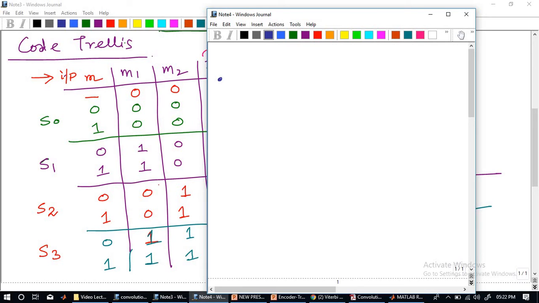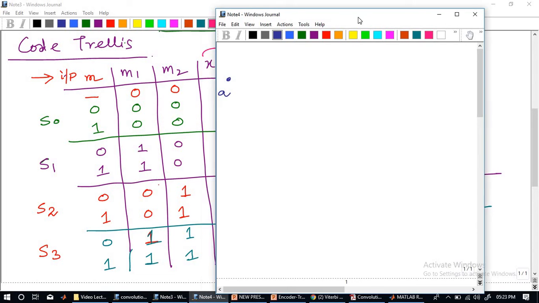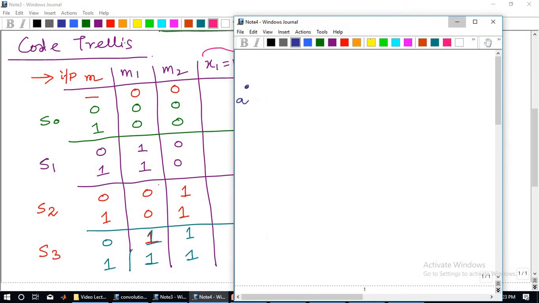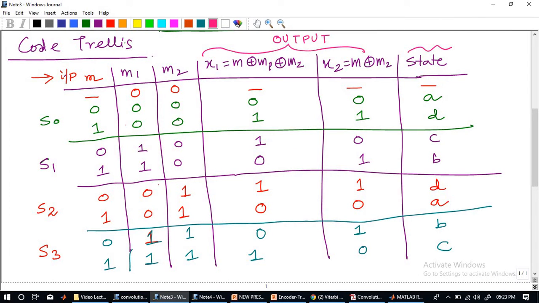suppose we are at state A. So there are 4 states, A, B, C, D. But initially, whatever happens, it will start from A itself. So suppose it is at A. What are the possible states it might go to based on your state table? This is your A state, 0, 0. So it can either stay at state A or it can go to state B, state D. This is what it can do.